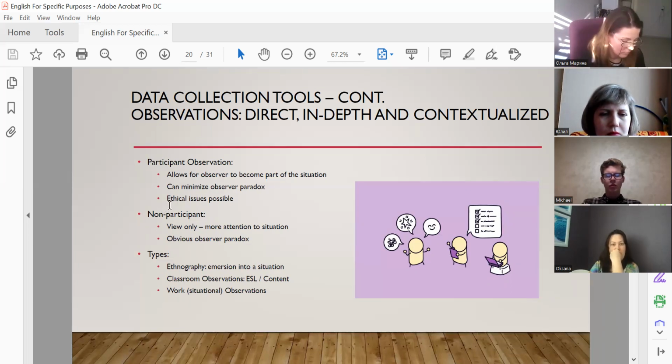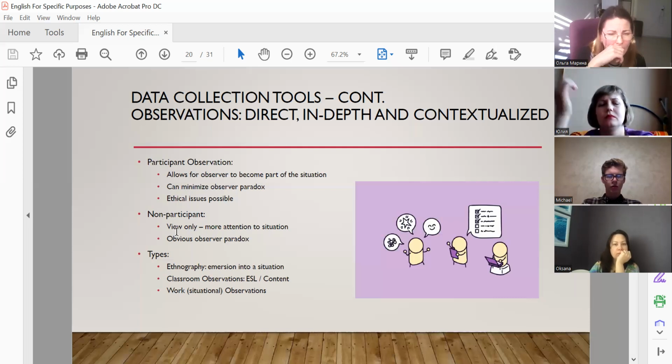There are some ethical issues possible. So why is this person in the back row observing us? Or we feel uncomfortable or something like that. Non-participant. So you're only there to observe them. You cannot participate when we have this data collection tool.